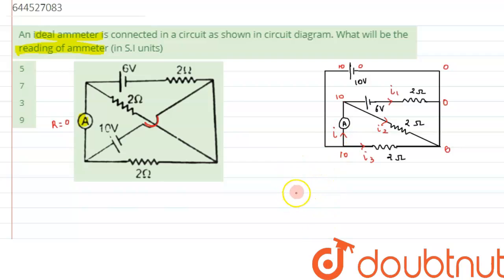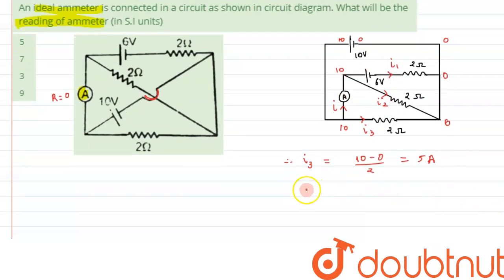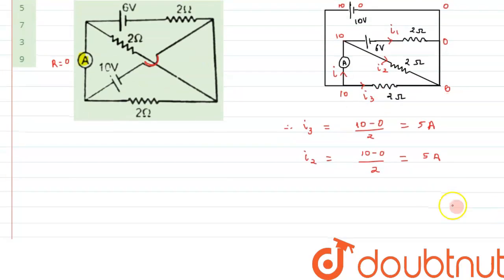Alright, so now we can apply Ohm's law and calculate the values of I1, I2 and I3. In this section, the value of I3 will be nothing but the potential difference, that is 10 minus 0 divided by 2, and that comes out to be 5 ampere. So this is the value of I3 we have got. Similarly we can calculate the value of I2. I2 can be straight away written as 10 minus 0 by 2, and that again comes out to be 5 ampere.